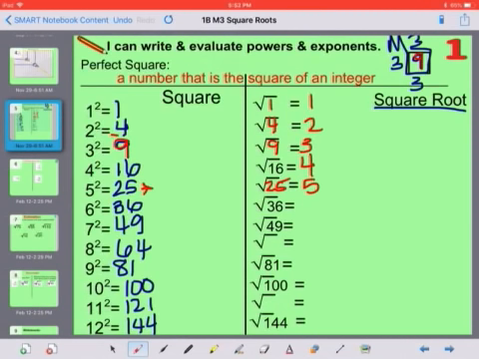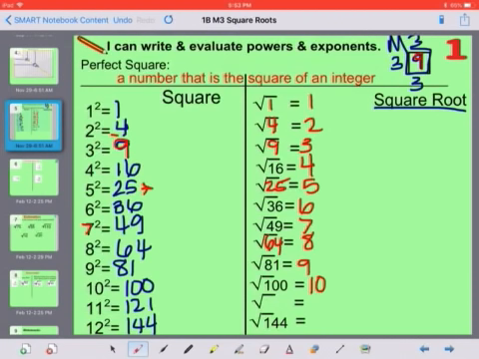What multiplies by itself to give you 36? Well, 6 times 6 is 36. Then 49, that would be 7, because 7 times 7 is 49. Then the square root of 64 is 8, because 8 times 8 is 64. As you can see, we're just creating our pattern. These are our square roots. The square root of 81 is 9. The square root of 100 would be 10, because 10 times 10 is 100.